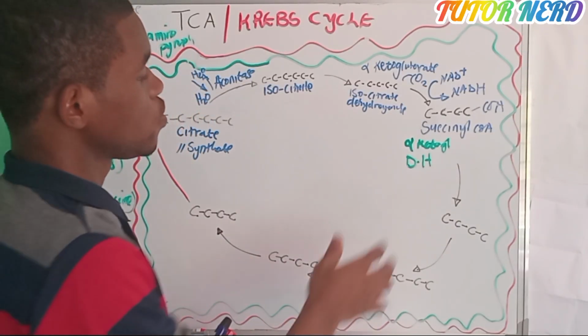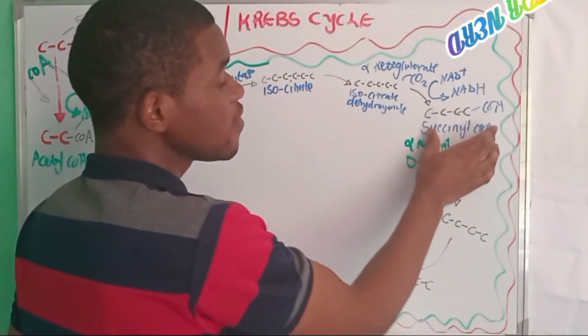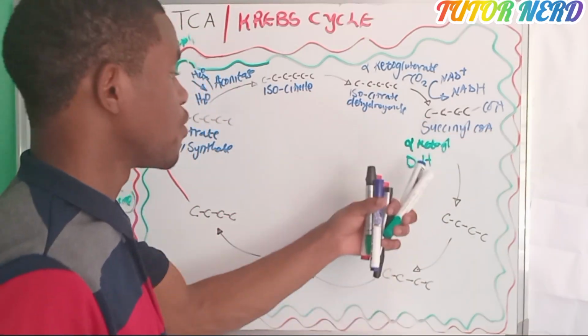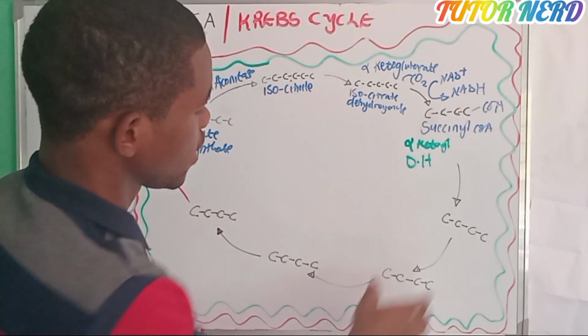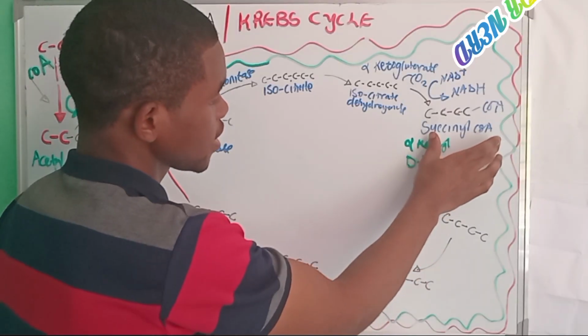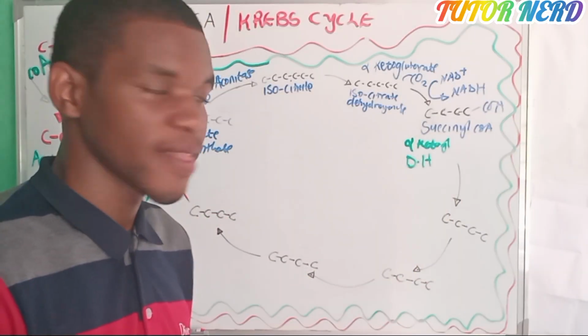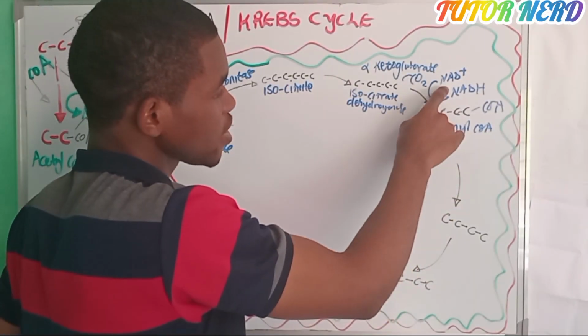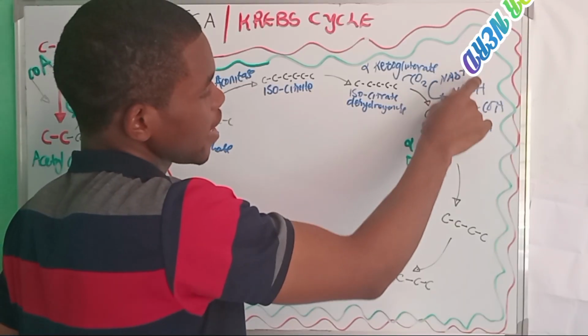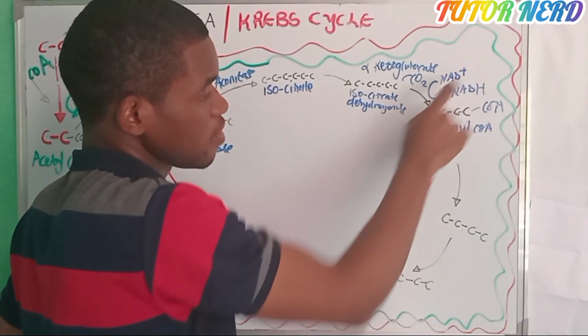Or to do what? To remove the CoA here, which will be removed, of course, in the next step. But here we're just producing the succinyl CoA. And in the process we are producing NADH from NAD plus.